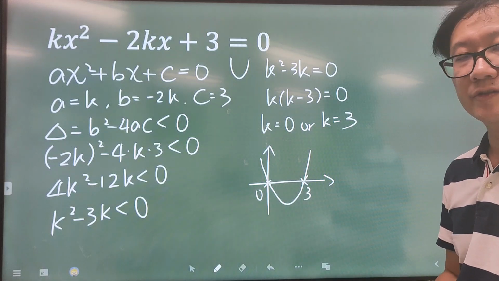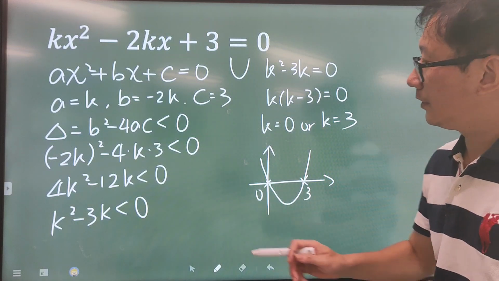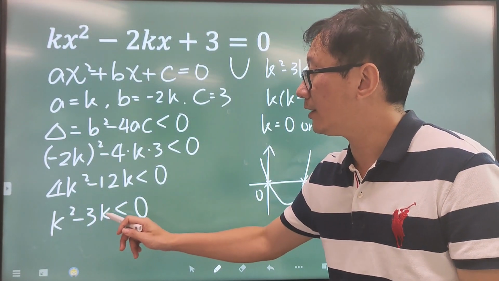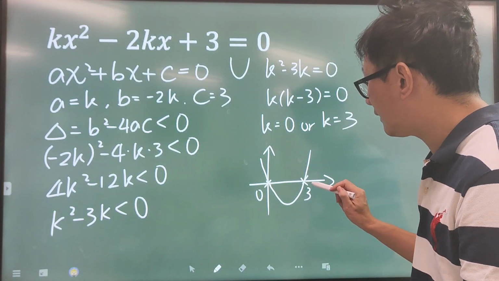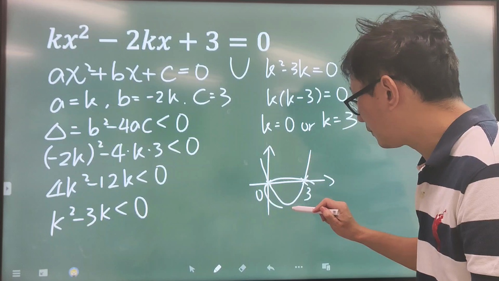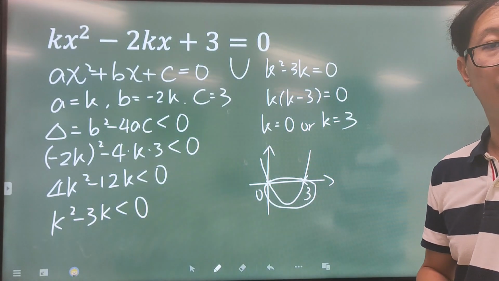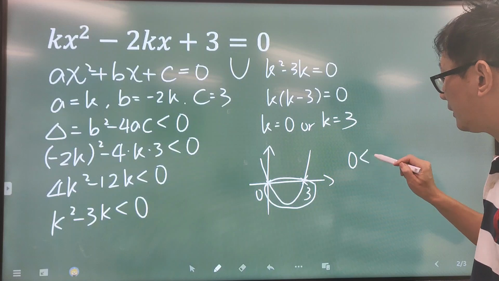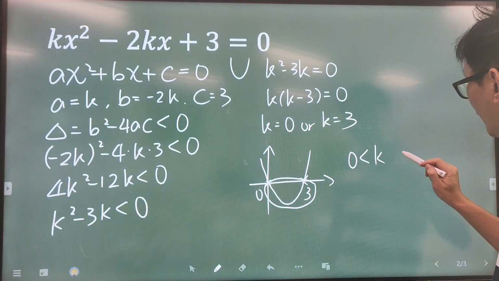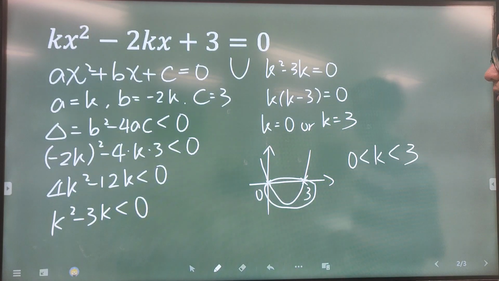Now let's revisit our inequality. k squared minus 3k is less than 0. We want it to be less than 0. So that means it's this portion here. Therefore, k is greater than 0 and less than 3.